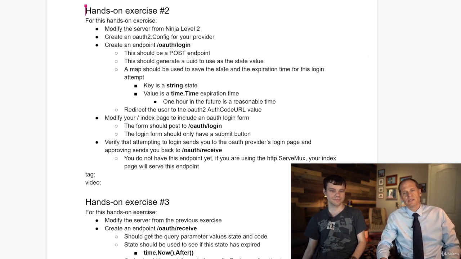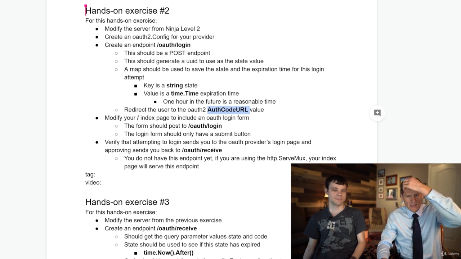A map should be used to save the state and the expiration time for this login attempt. Key is a string and some state, right? Yep. And value is a time, expiration time, 1 hour in the future is reasonable. Redirect the user to OAuth 2 auth code URL. And so that's a good one. And modify your index page to include an OAuth login form. This form should post to OAuth login. The login form should only have a submit button.